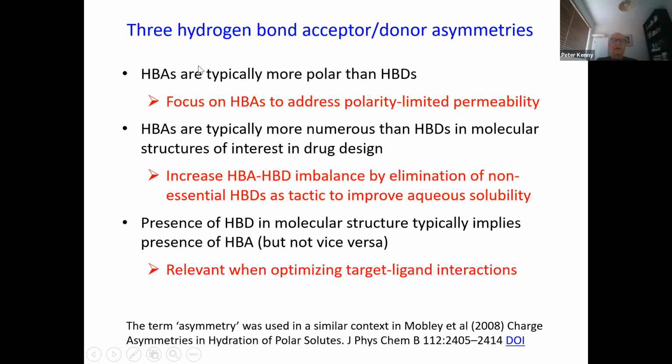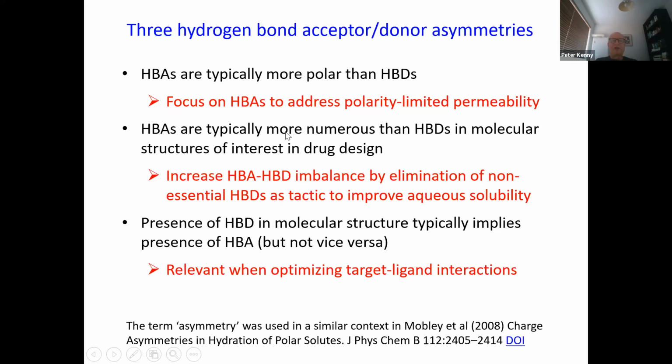So the asymmetries. First of all, hydrogen bond acceptors are typically more polar than hydrogen bond donors. I've just shown you that in the last slide. I have some other data, but I hope that slide will convince you of that. What this means is you have to focus on the hydrogen bond acceptors to address polarity-limited permeability.